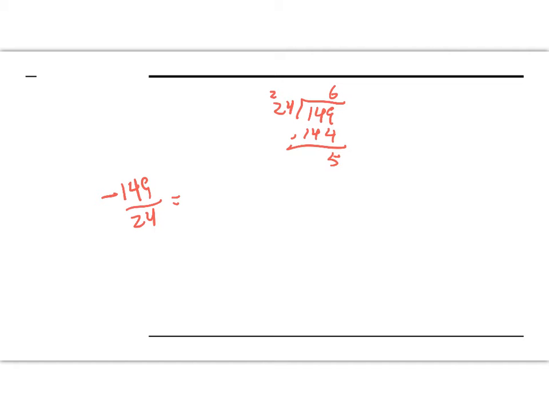So the remainder becomes our denominator. This is our whole number because this is actually how many times 24 goes into 149. The remainder goes on top, our numerator, and this is the number that goes on the bottom. So the answer to the previous problem is negative 6 and 5 over 24. So now, try the practice problems, and I will catch up with you at the end of the video.